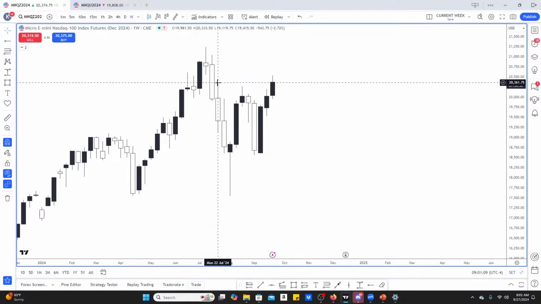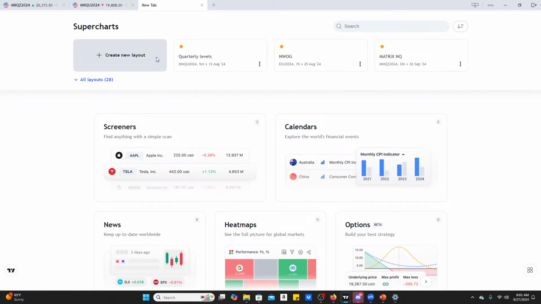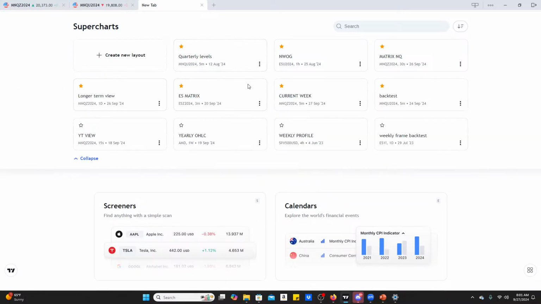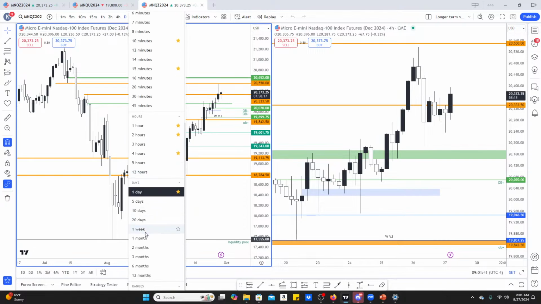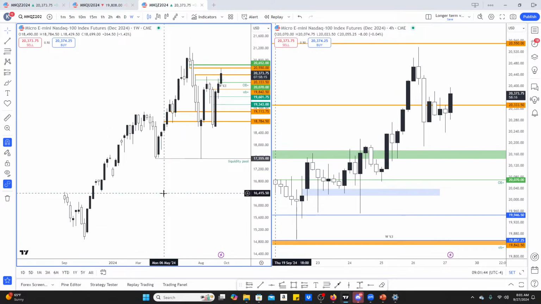In fact, to keep it very simple, let's do this. I tend to have different layouts saved. For example, let's look at the long-term view on NASDAQ. So this just has my high time frame levels on there to avoid too much confusion. All right. So on the NASDAQ, again, we're going to start from a weekly basis. So you can see how I'm really viewing this chart here.